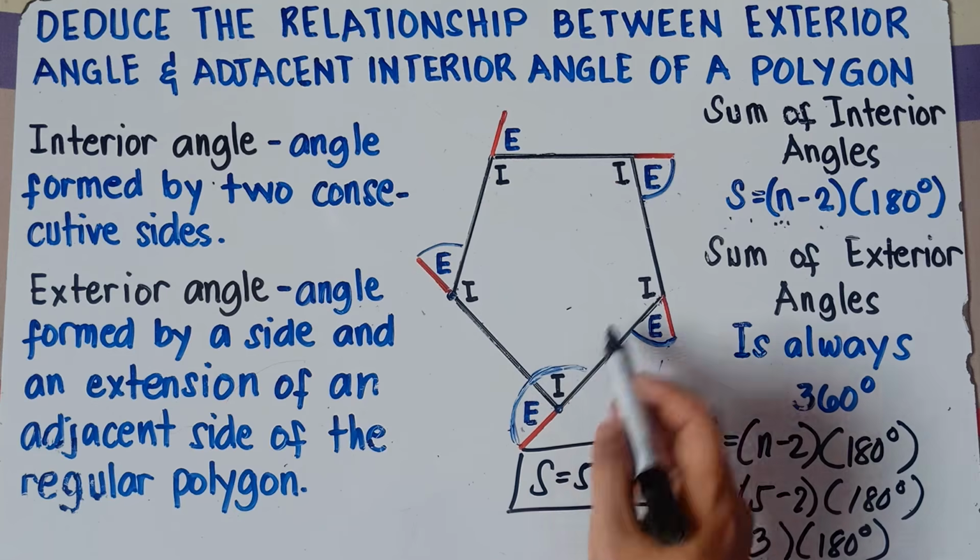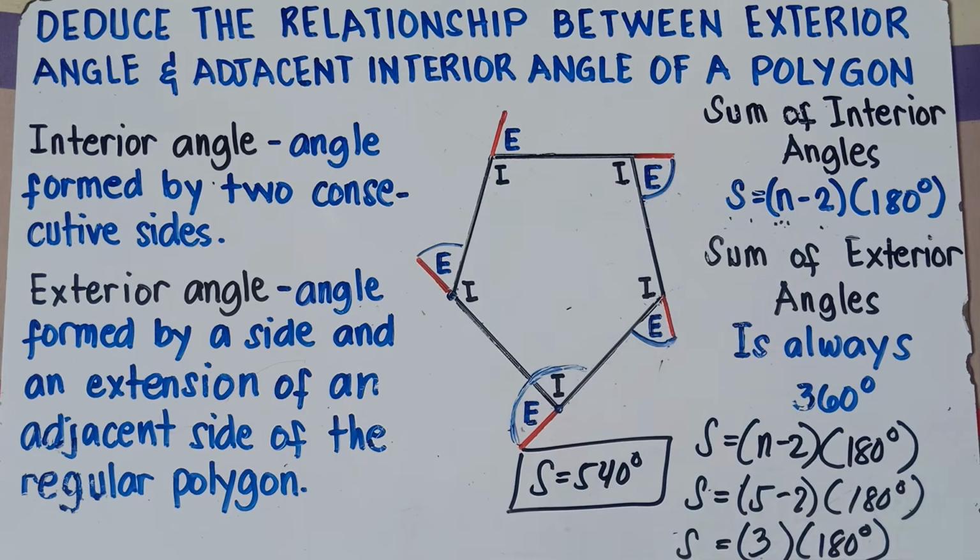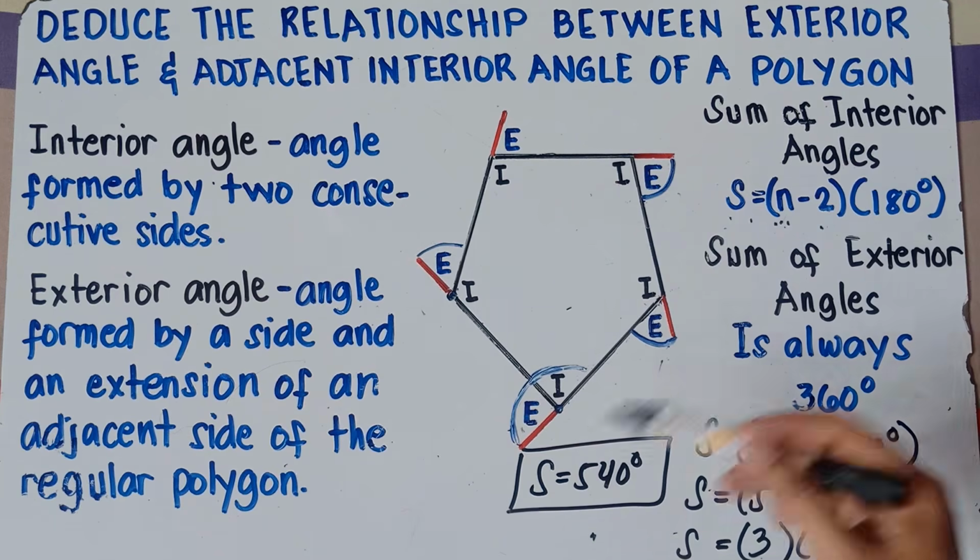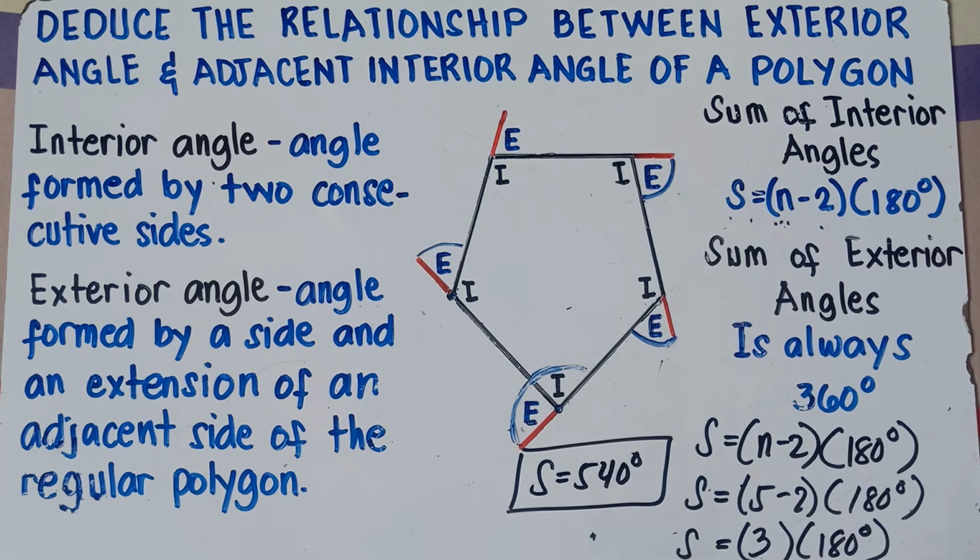So if we add these 5 interior angles, it should be equal to 540 degrees. So that's how you find the sum of interior angles. And we'll be using this formula later on to find the missing angles.